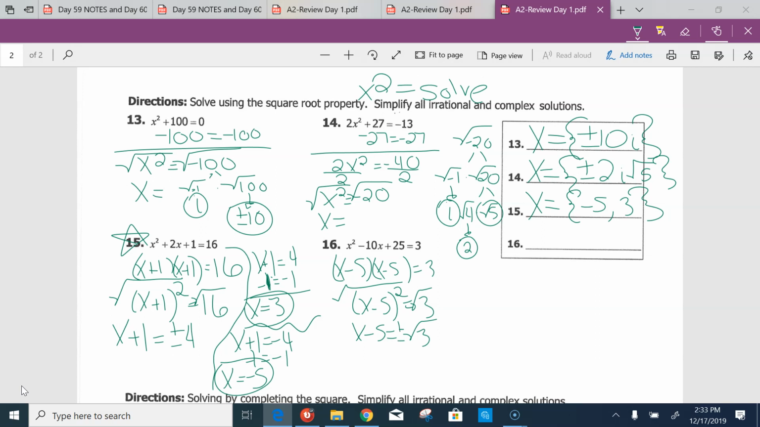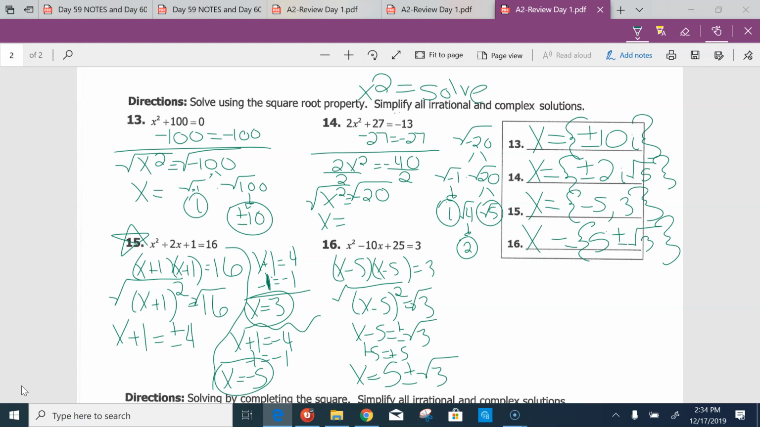So what am I going to do with that 5 to get x by itself? Add it to the left and add it to the right. So what I get is x equals 5 plus or minus the square root of 3.